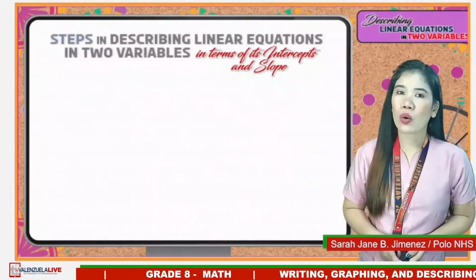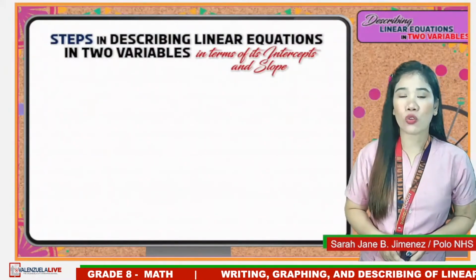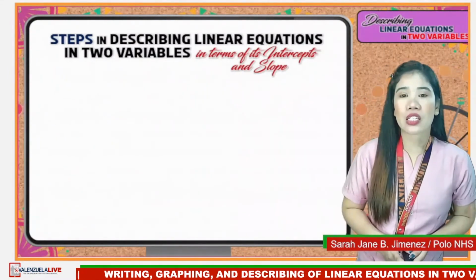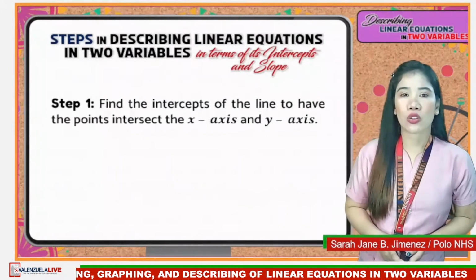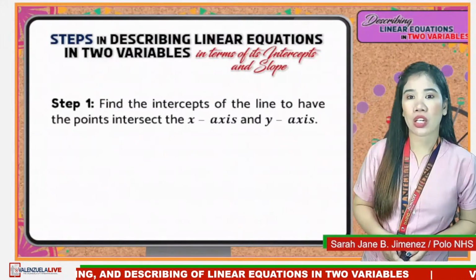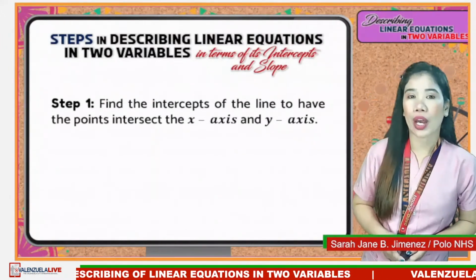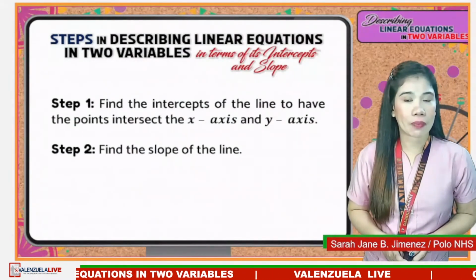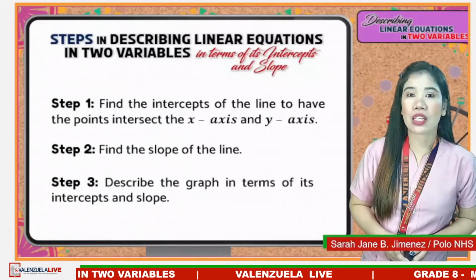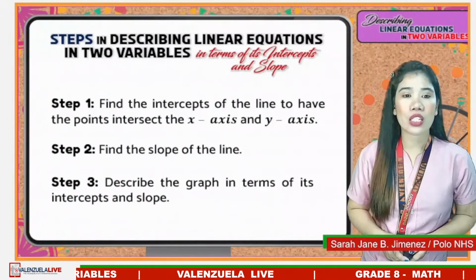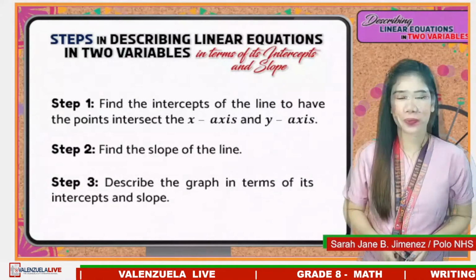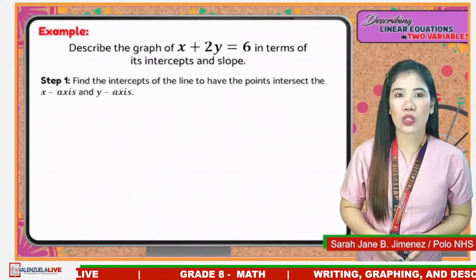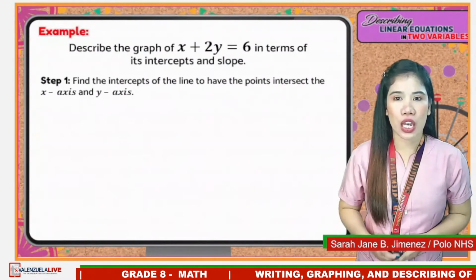How are we going to describe a linear equation in two variables in terms of its intercepts and slope? Step number 1, find the intercepts of the line, the points that intersect the x-axis and y-axis. Step number 2, find the slope of the line. And step number 3, describe the graph in terms of its intercepts and slope. Let us describe the graph of x + 2y = 6 in terms of its intercepts and slope.